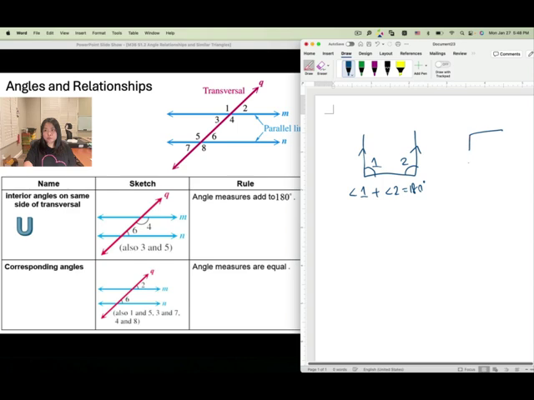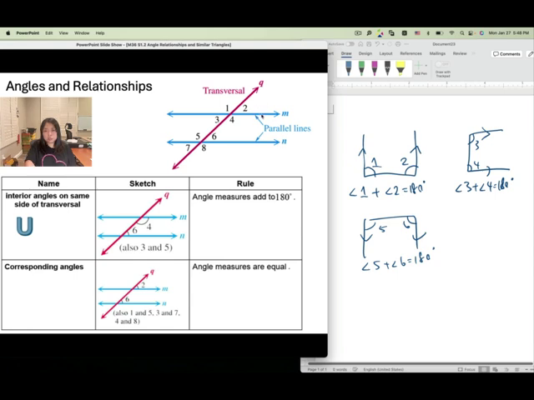Or you could flip the U here. So these two angles, 3 and 4: angle 3 plus angle 4 will be equal to 180 degrees. Or upside down the U, these two lines are parallel, and these two angles added up will be equal to 180 degrees. Okay, so back to this example, we do have the U here.